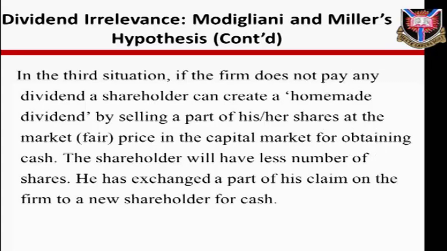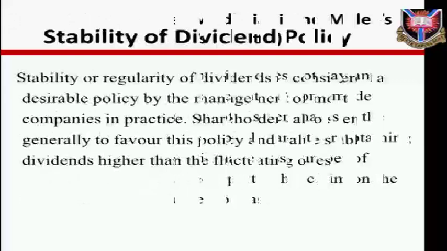In the third situation, if the firm does not pay any dividend, a shareholder can create a homemade dividend by selling a part of his or her shares at the market price in the capital market for obtaining cash. The shareholder will have fewer shares. He has exchanged a part of his claim on the firm to a new shareholder for cash. The net effect is the same as in the case of the second situation. The transaction is a fair transaction with no losses or gains. The value of the firm remains the same before and after these transactions.